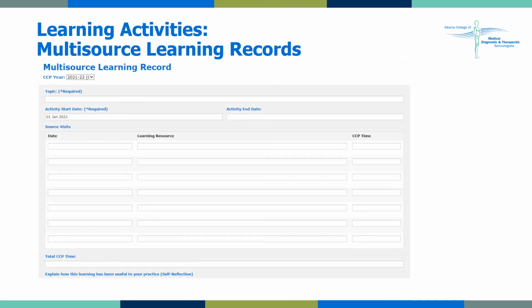As with the single learning record, all of the fields within the multi-source learning record are mandatory, aside from the activity end date. Provide the topic being researched in as much detail as possible. Follow this with a list of learning resources that have been utilized, detailing the date and time spent for each resource. At the bottom of the table, calculate the total amount of time you spent learning about this topic.